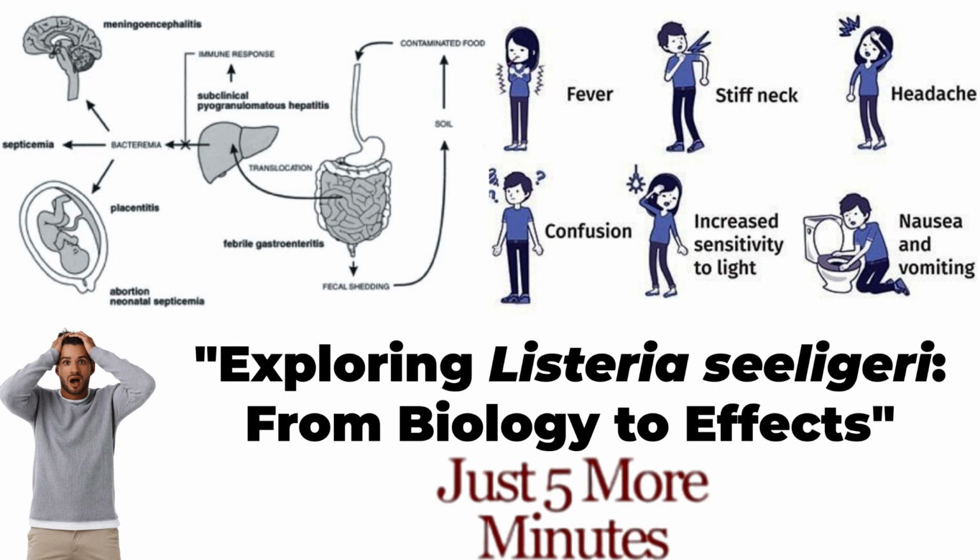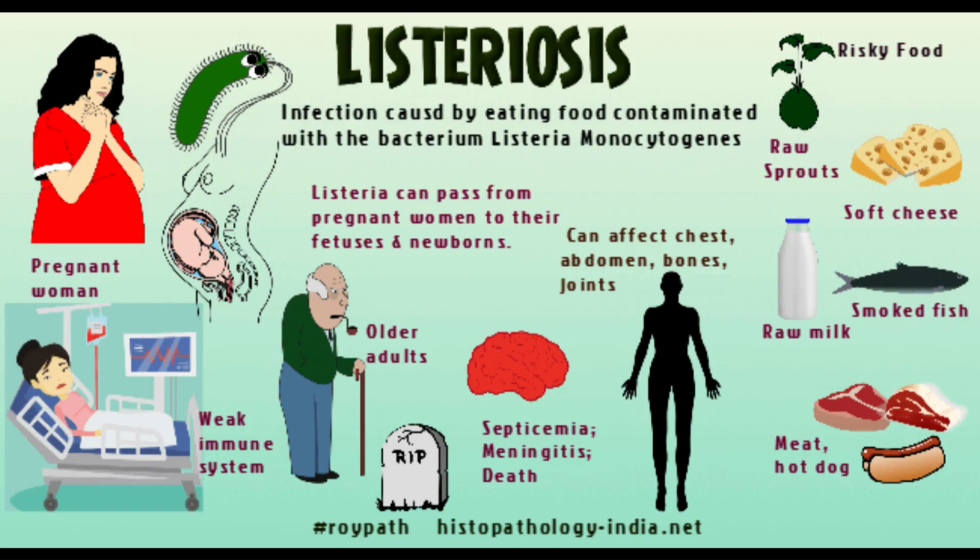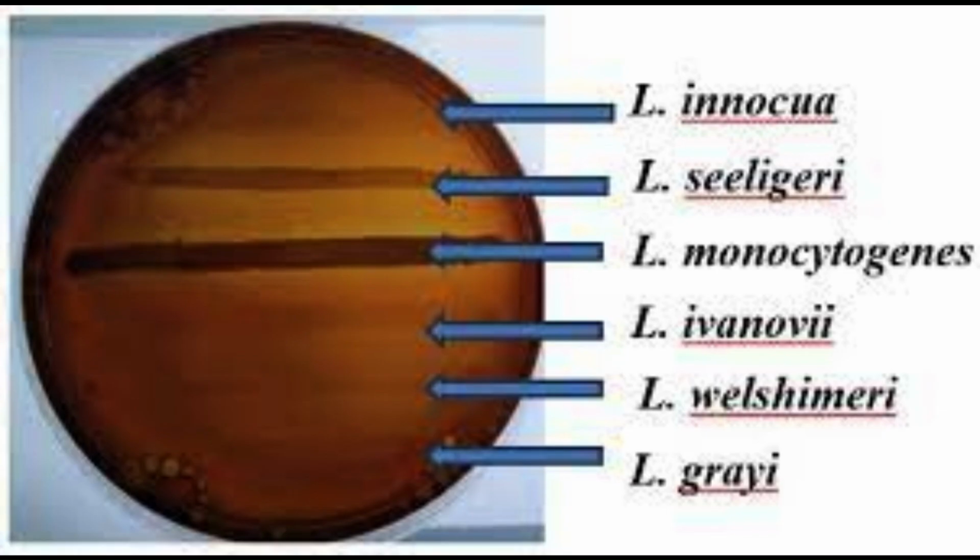Today we will be discussing Listeria seeligeri, a gram-positive, rod-shaped bacterium found in soil, water, and sewage. We'll look at the bacteria's morphology, cultural characteristics, biochemical characteristics, host range, virulence factors, and mechanisms of antibiotic resistance. Let's get started.